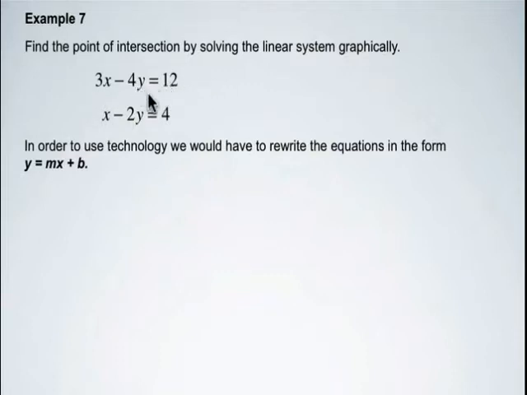y-intercept and then sub in for y equals 0. So you can use the intercept method for graphing this. But we're going to use the technology here. So we're going to solve for y in both cases.